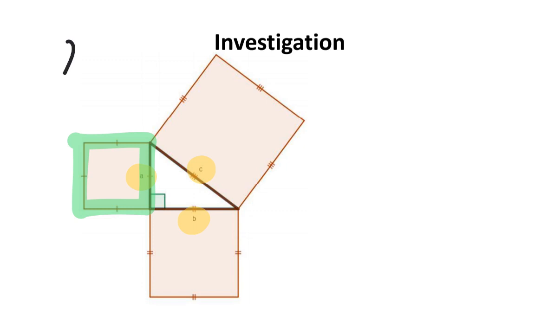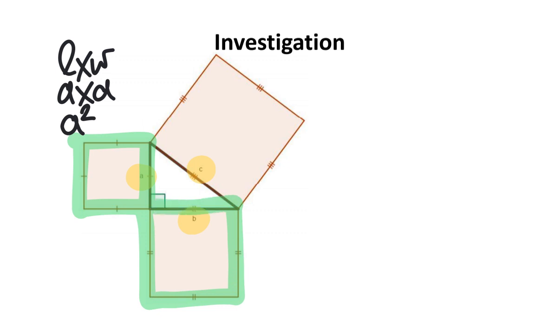So length times width would be the same thing as a times a, and when you multiply something by itself, that becomes a to the power of 2. Next, we are going to determine the area of this square. Again, we know that area of a square is length times width, which is going to be b multiplied by b, and anything multiplied by itself is b to the power of 2.